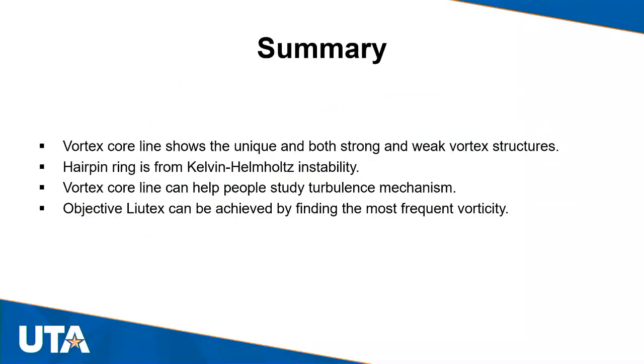In summary, the vortex cone line shows unique strong and weak vortex structures. By analyzing the vortex cone line, we think the hairpin ring comes from the common Helmholtz instability, and the cone line can help people study the turbulence mechanism. And we can achieve objective Liutex by finding the most frequent vorticity.